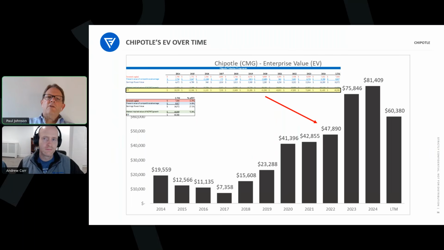All right, here's the charts. So there's your EV, enterprise value over time. We saw that in the table. I think visually it's way more interesting.